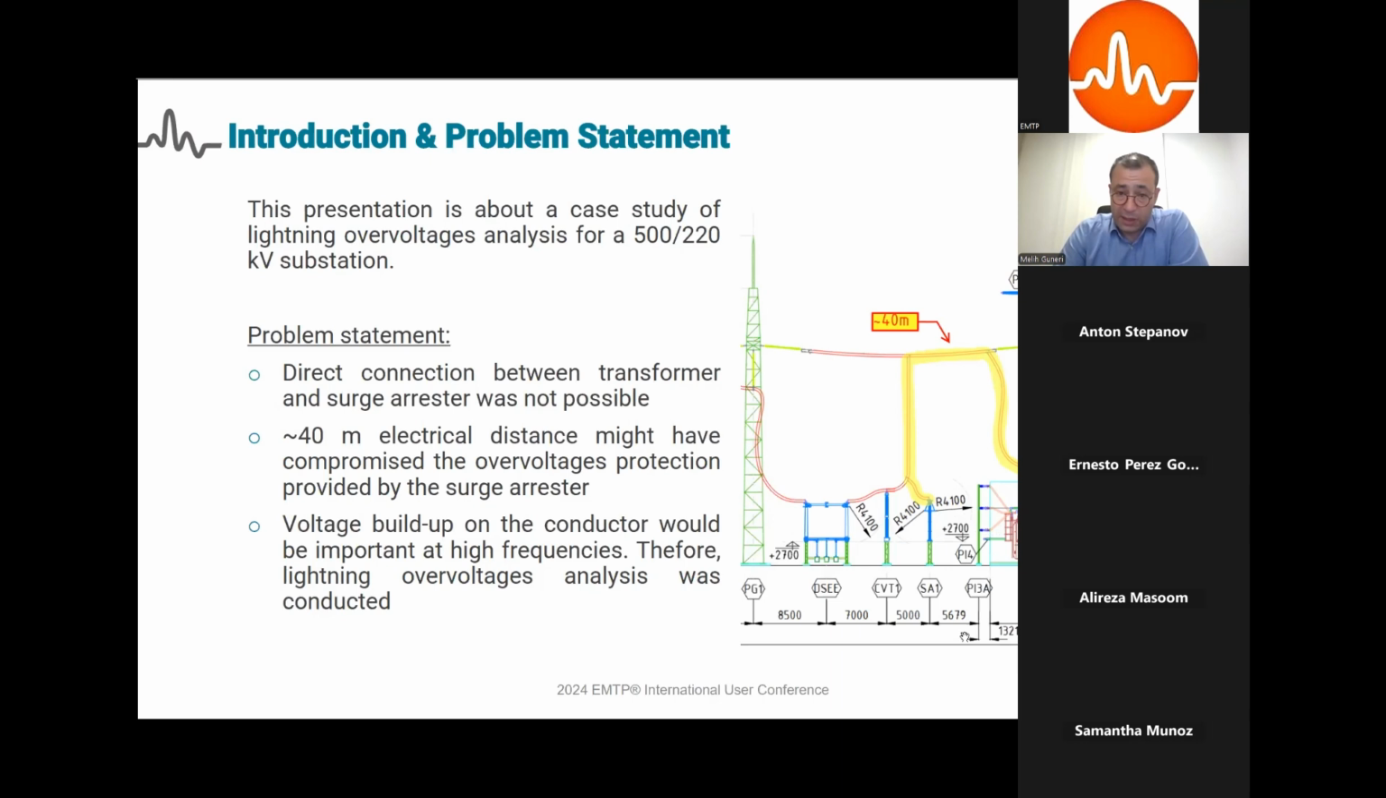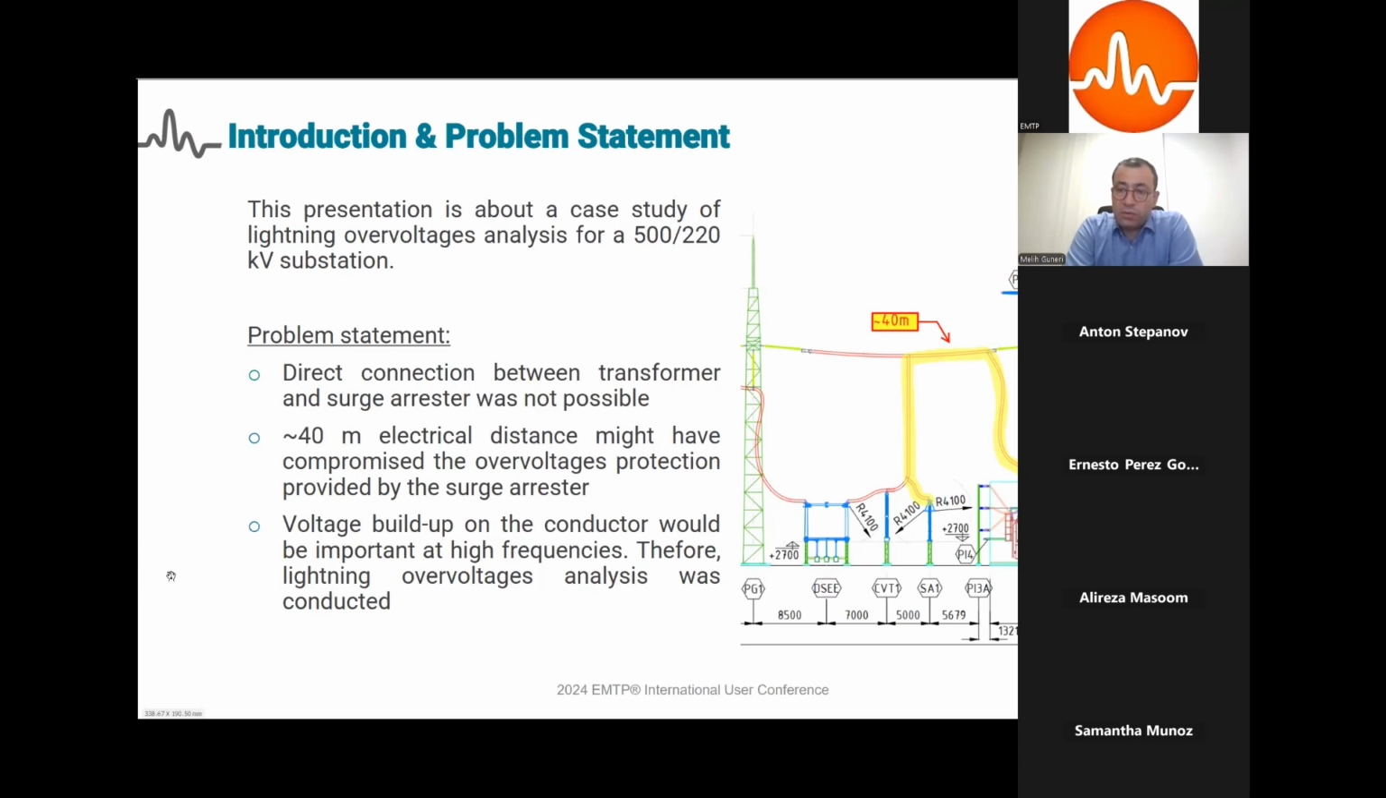So there had to be a riser conductor, then a parallel path and a down conductor to the bushing, which would give a total of around 40 meters of electrical distance. So the question was whether the placement of the surge arrestor is correct, considering this 40 meters of electrical distance.